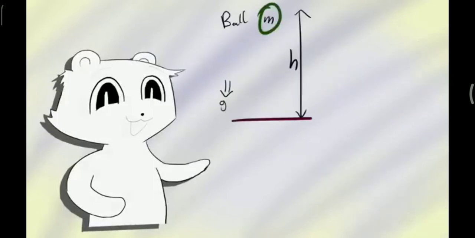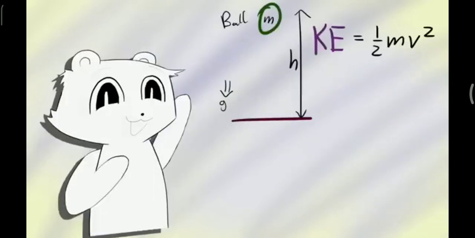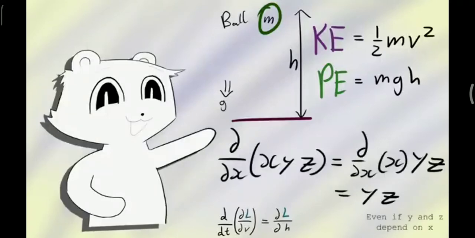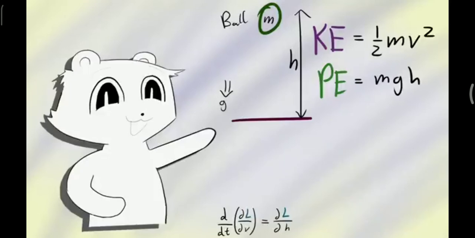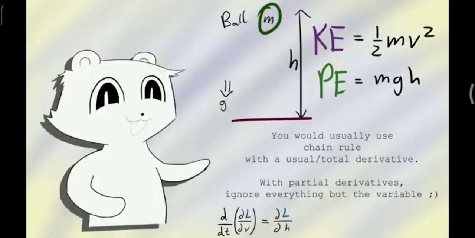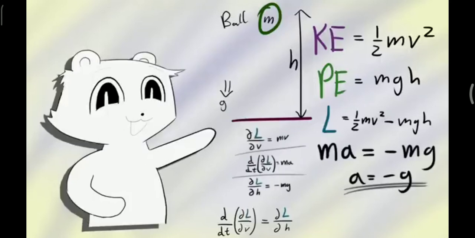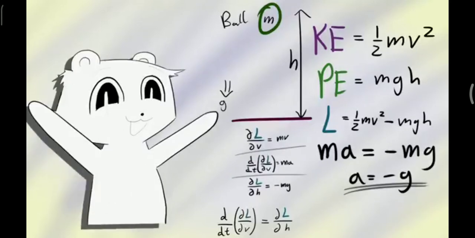Let's try the ball example. The ball has the kinetic energy of half mv squared. It has potential energy mgh. To use the Euler-Lagrange equation, we need to use partial derivatives. A partial derivative means take the derivative of this variable, but keep all the other variables constant. It's a little bit weird to take the derivative of position without velocity, but that's just how the Euler-Lagrange equation works. The equation we get out of the end is acceleration equals g, which is exactly what we wanted.